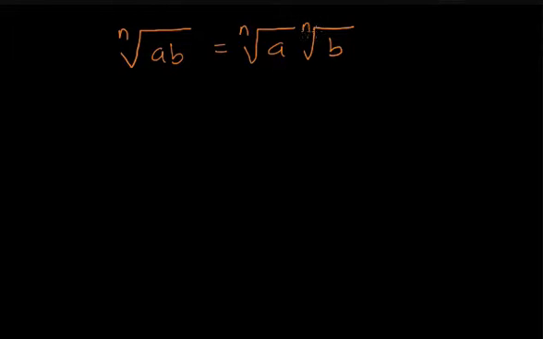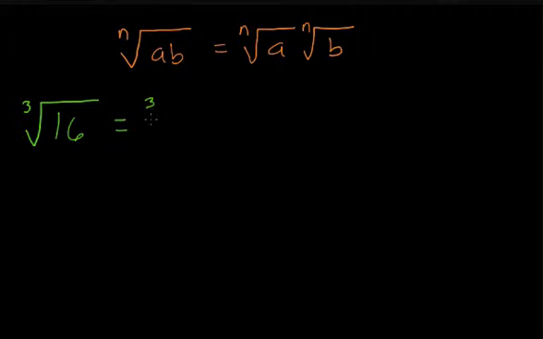Now, the type of root has to be the same, so you can't mix up square roots with cube roots and fourth roots and fifth roots. But if they're all square roots, if they're all cube roots, if they all have the same n, then this property applies to those radicals as well. So let's say we had the cube root of 16. How could we apply this property to simplify this radical expression?